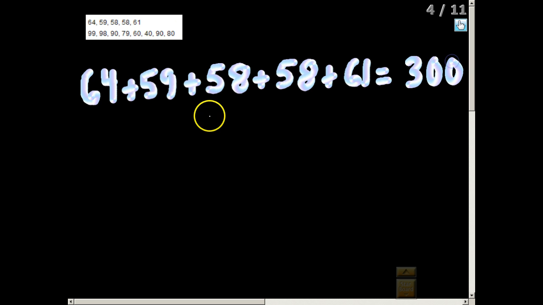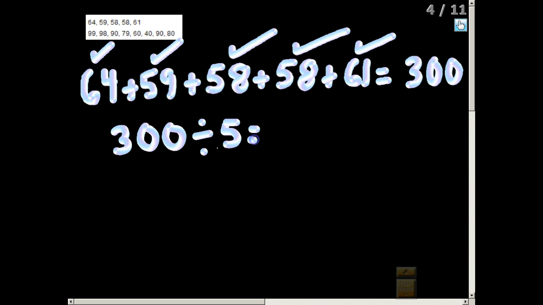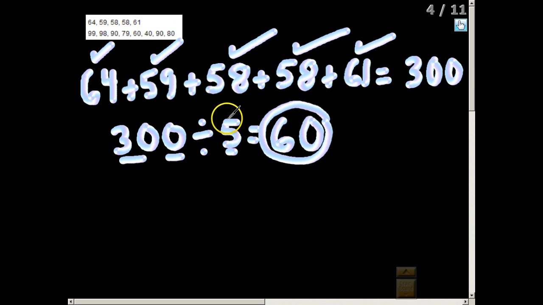Now to find the mean, the first step is add all the numbers together, which we did. Now what you need to do is divide by the amount of numbers that you have. Not digits, but actual numbers. So we have 1, 2, 3, 4, 5 numbers. So we take 300. You can use your calculator for this and just simply divide that by 5. I know 30 divided by 5 will give me 6, and we can just tack that 0 on the end for 60. So the mean, or the average for this set of data, would be 60.